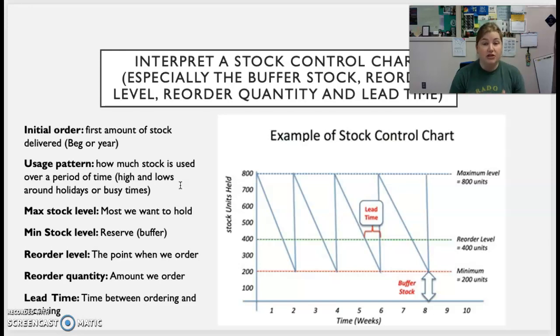The reorder quantity is generally how much we order at a certain time, and lead time is the time between ordering and receiving. So we place the order on Monday, we receive it by Friday. That's 5 days of lead time.